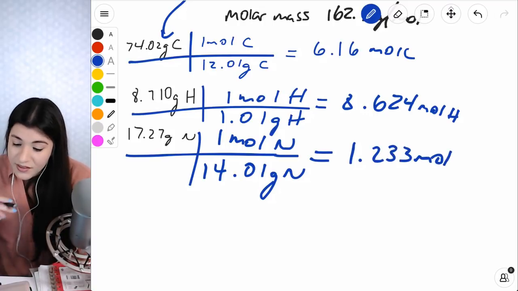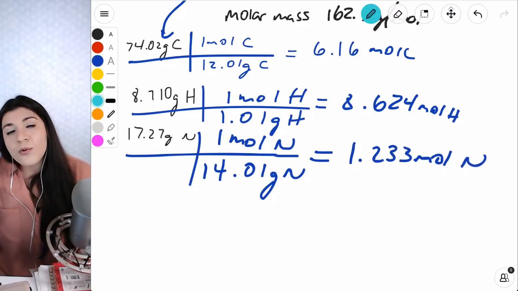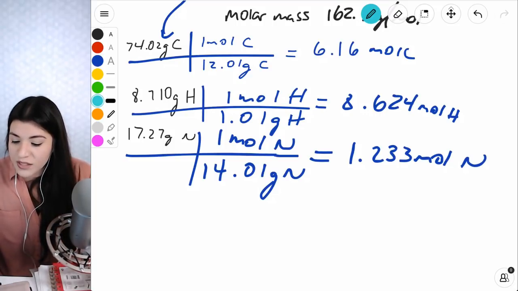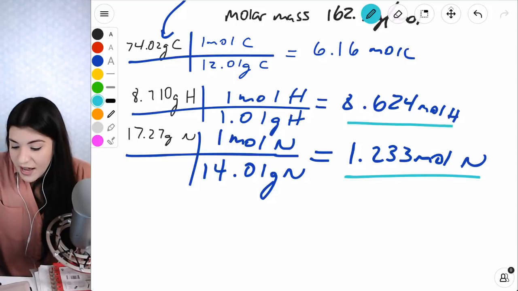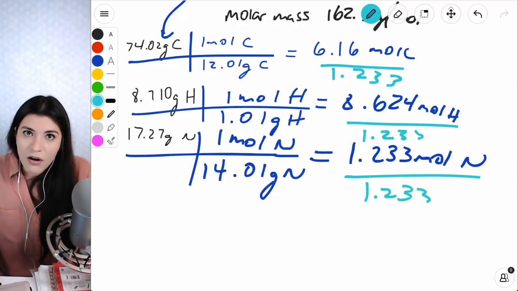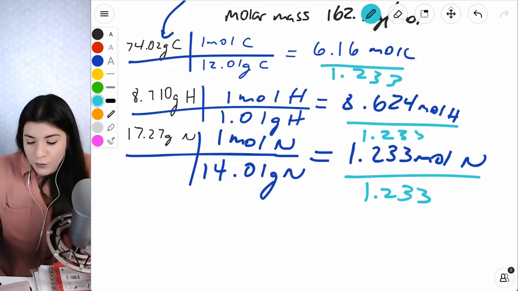Now that we have everything in moles, we're then going to divide by the least amount of moles. So our least amount of moles is the nitrogen. I'll divide everything by 1.233. And then right there, this gives us the subscripts for our empirical formula.